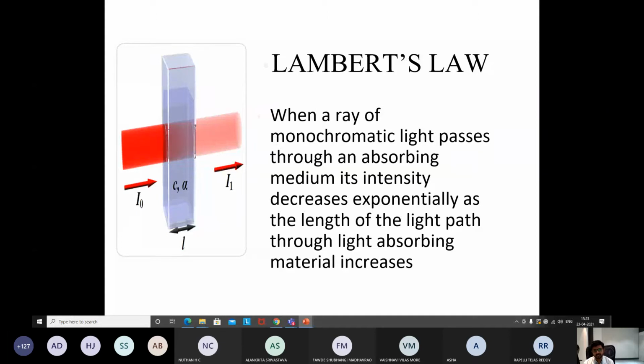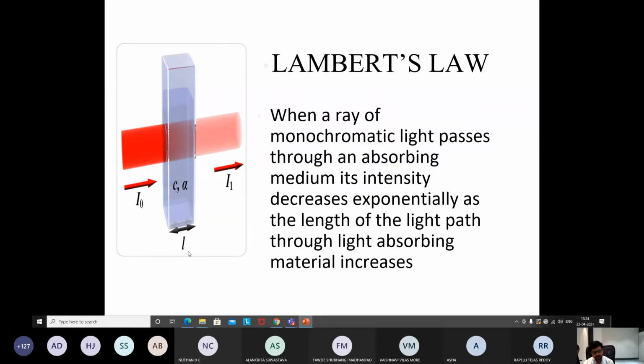So Beer's law says the absorbance of light is directly proportional to the concentration of the substance. Lambert's law says when a ray of monochromatic light passes through an absorbing medium, its intensity is going to decrease. If you see the intensity of this color, it is reduced after passing through the solution because this absorbing medium is absorbing some amount of the light. So when a ray of monochromatic light passes through an absorbing medium, here the absorbing medium is the solution, its intensity decreases exponentially as the length of the light path through the light absorbing material increases.